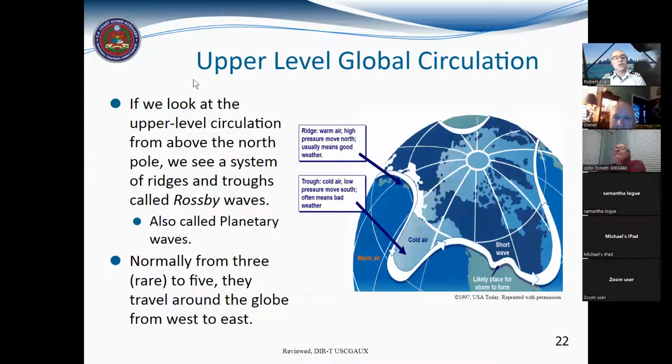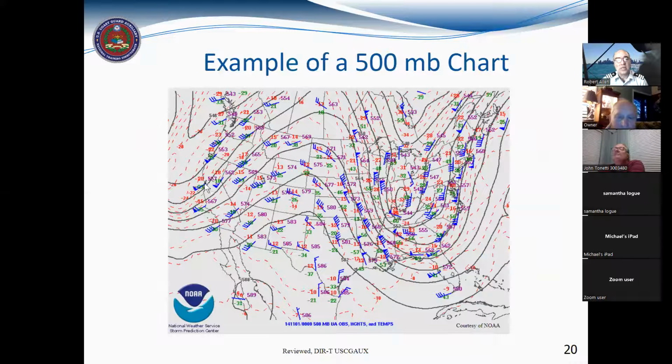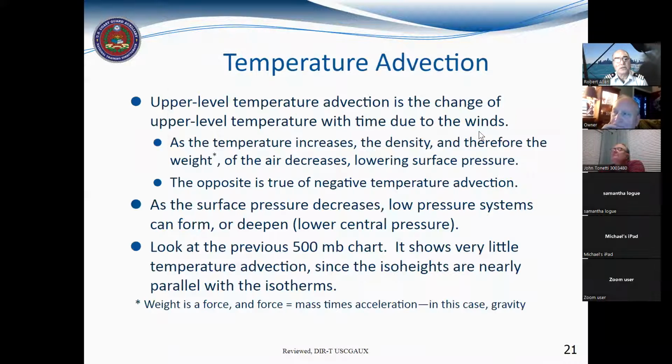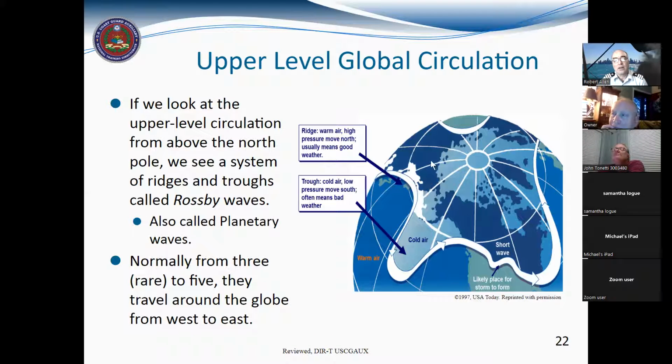Upper level global circulation. If we look at the upper level circulation from above the North Pole, we can see a system of ridges and troughs called Rossby waves. Do we see these? See how there's a zigzag like this, and at 300 millibars, that's even more pronounced. So that's where we get these Rossby waves, just like you're sitting on the shore and there are these giant waves coming by. That's what's happening, rotating around the North Pole in a circle.